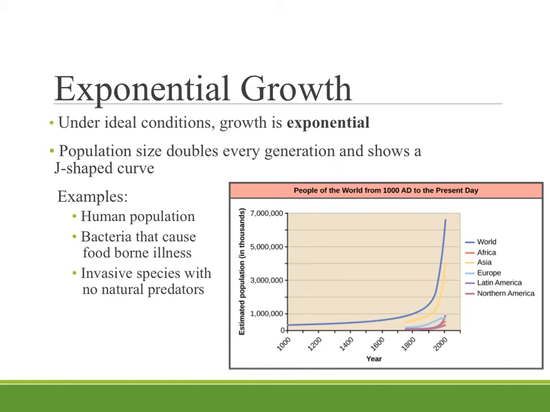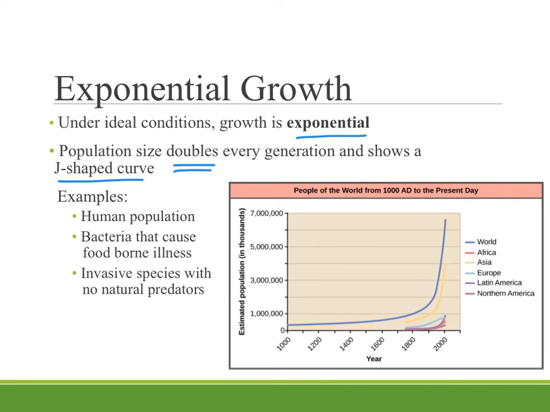Another way to talk about population growth is to look at what kind of curve it has if you plot it on a graph. And under ideal conditions, when there's nothing restricting the growth of any particular organism, the growth rate is exponential. And that means the population size doubles every generation. So you start off with 2, and at the end of that generation you have 4, and then you have 8, and then you have 16. And that will make a J-shaped curve if you plot it on a graph.